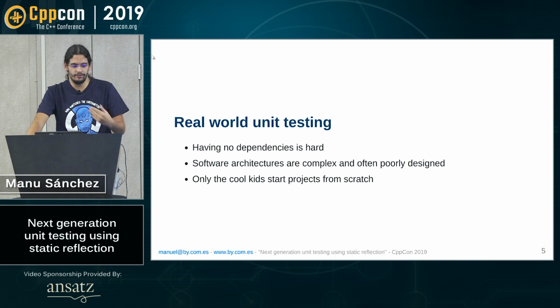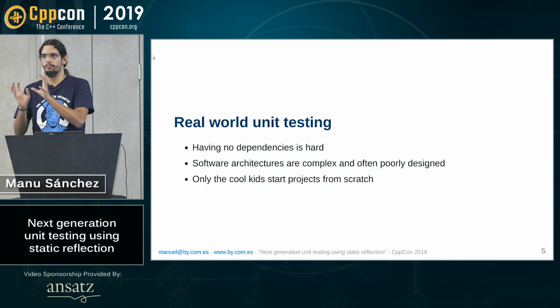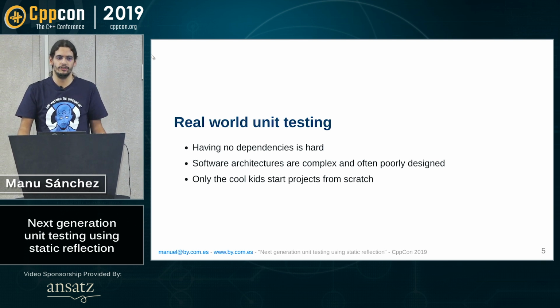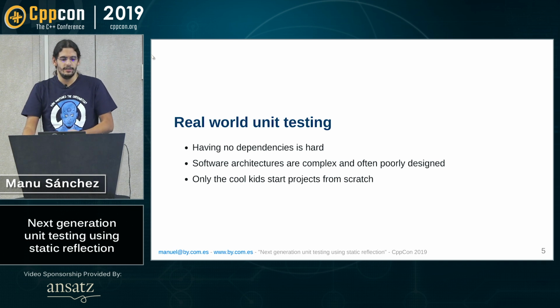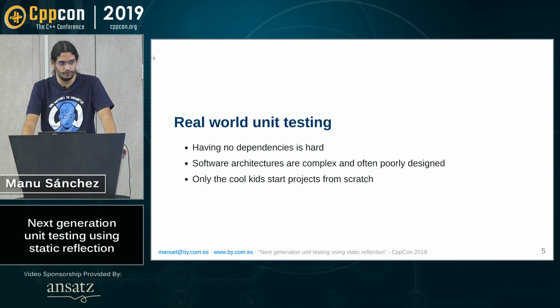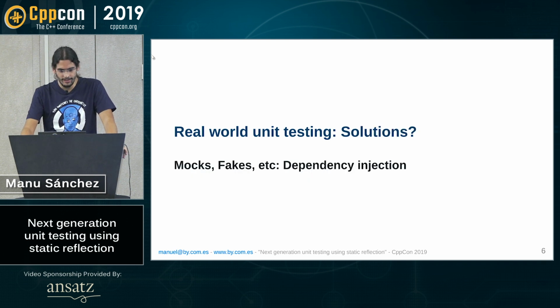Also, even if you are trying to write a good system from scratch, software systems are complex, really hard to get right, really hard to design in a way that they are composable and testable. It's really hard. So even if you're starting from scratch, you usually end up with a mess. And in the real world, only cool kids start projects from scratch. So what can we do?